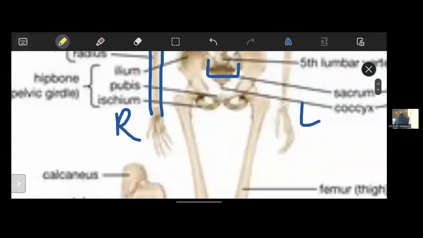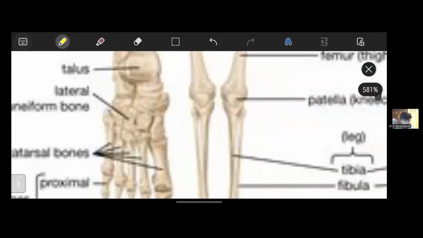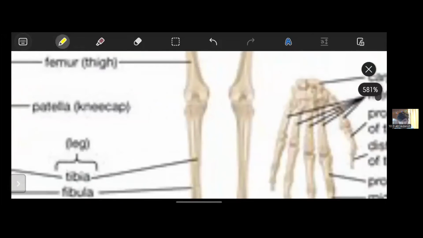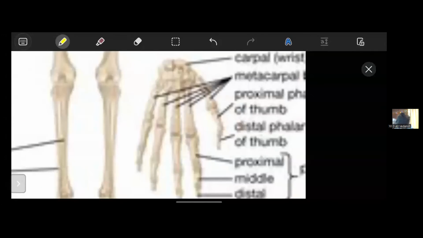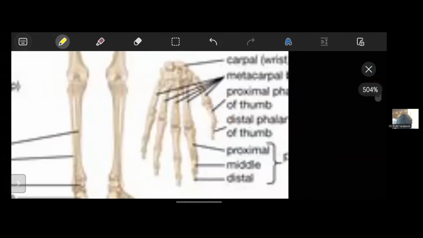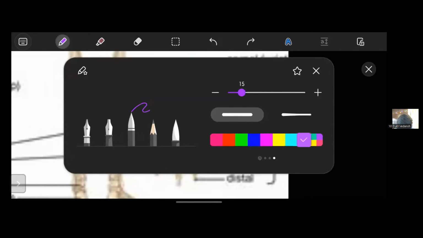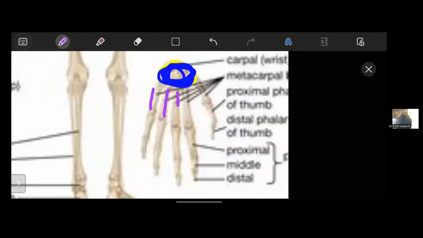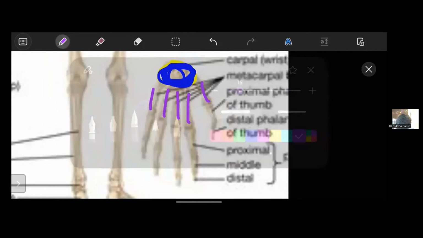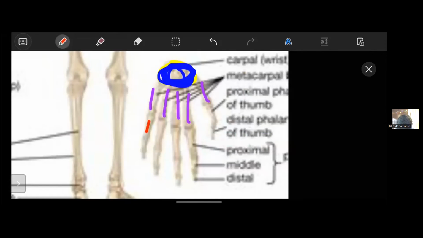Now, moving on to the hands. In the hands, these are the carpals. Let me just change the color again. These are the carpals. These are the metacarpals. I would take different colors just to portray it better. These are the metacarpals. These are the phalanges.